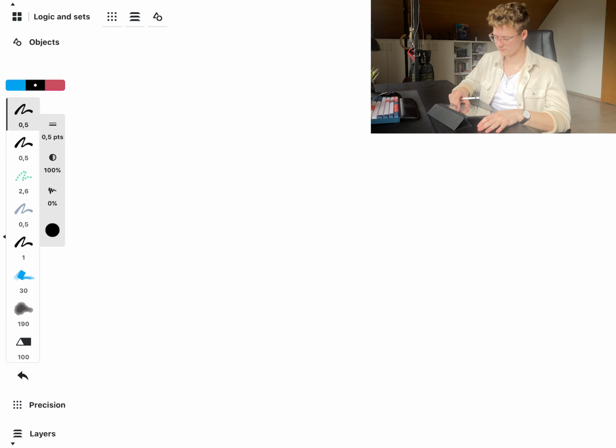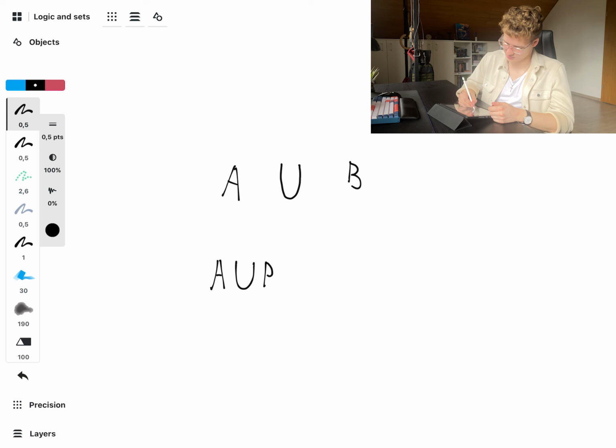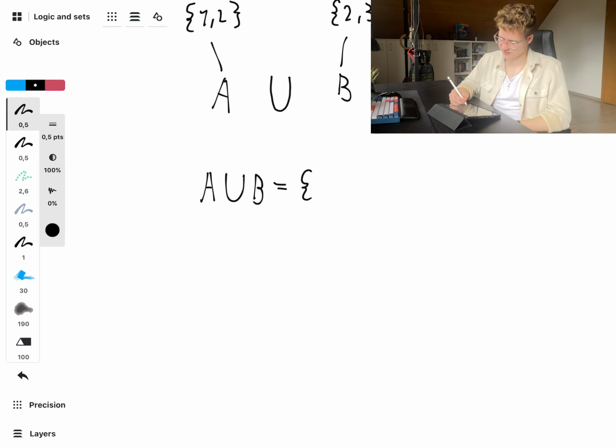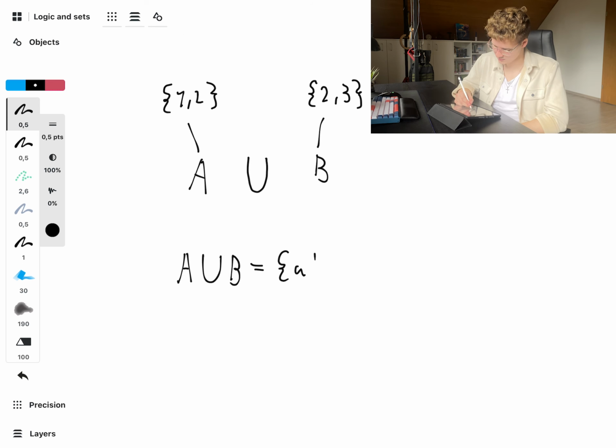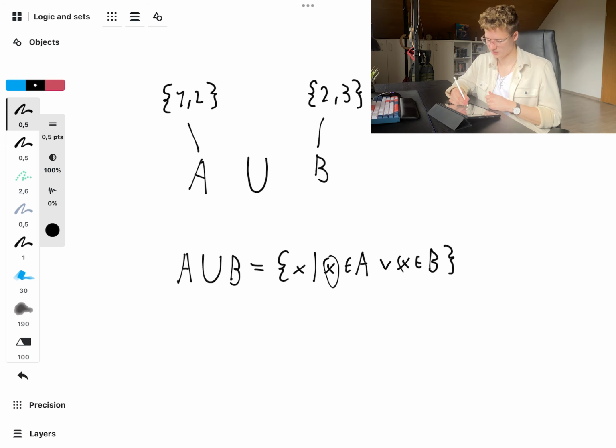actual operations. So we have a set A, and we can have a set B. You can have their union, which is kind of like a plus in Boolean algebra. The sign for the union is this U. So that means A union B. Let's say A has 1 and 2, and B has 2 and 3. Then A union B is defined as the set of X, where X belongs to A, or X belongs to B. So any element that is either an element of A or an element of B.